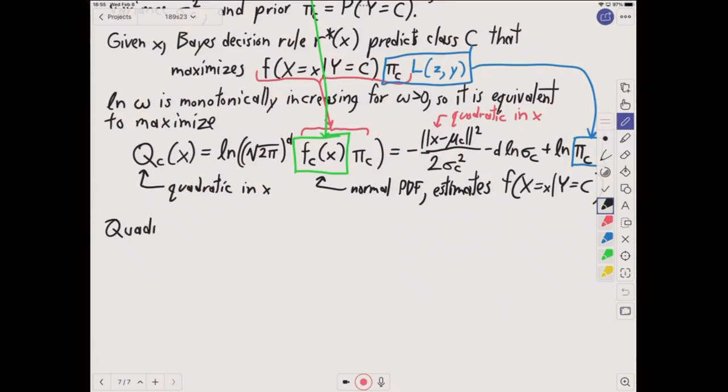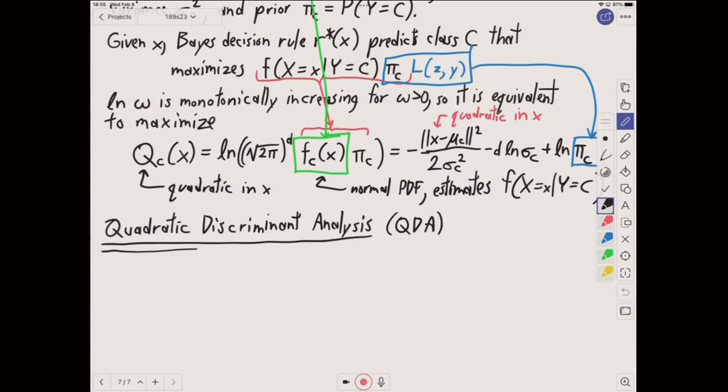All right, so Gaussian discriminant analysis is actually an overarching term for at least 2 different algorithms. One is called quadratic discriminant analysis, also known as QDA. The other one is called linear discriminant analysis, also known as LDA. They're pretty similar. We'll start with QDA. It comes more naturally, I think.